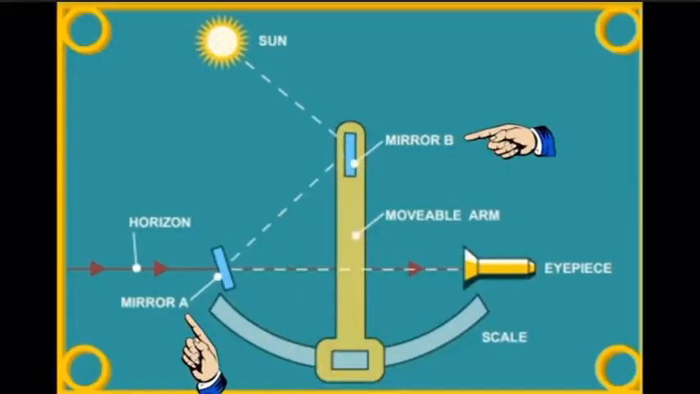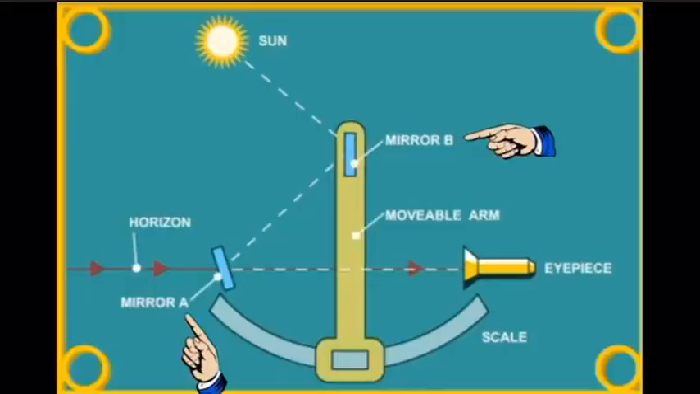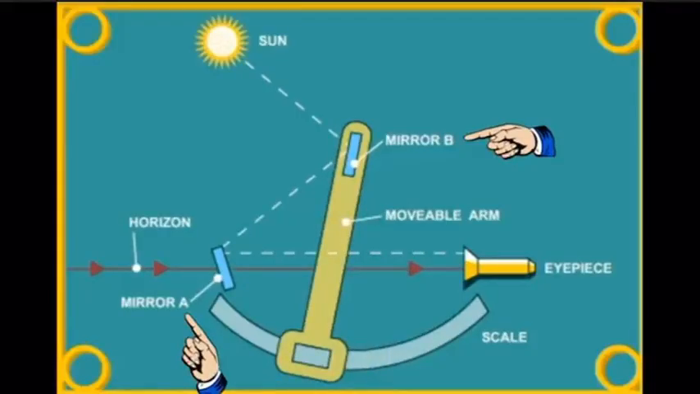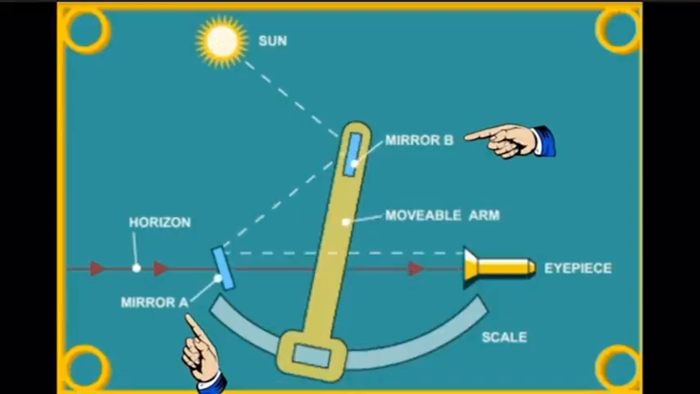The other mirror, mirror B in the diagram, is attached to a movable arm. Light from an object, let's say the sun, reflects off this mirror. The arm can be moved to a position where the sun's reflection off the mirror also reflects off mirror A and through the eyepiece. What you see when this happens is one object, the sun, superimposed on the other, the horizon. The angle between the two objects is then read off the scale.